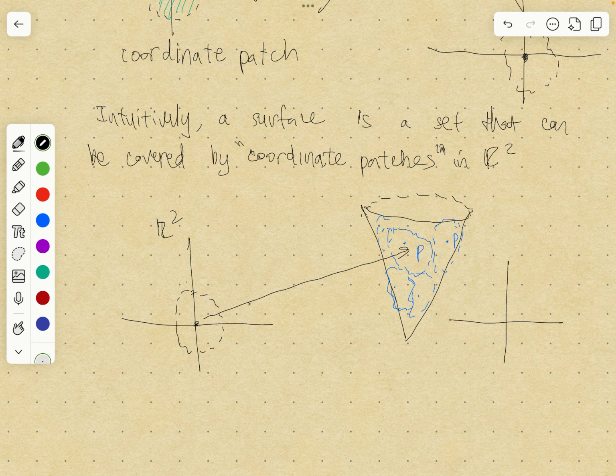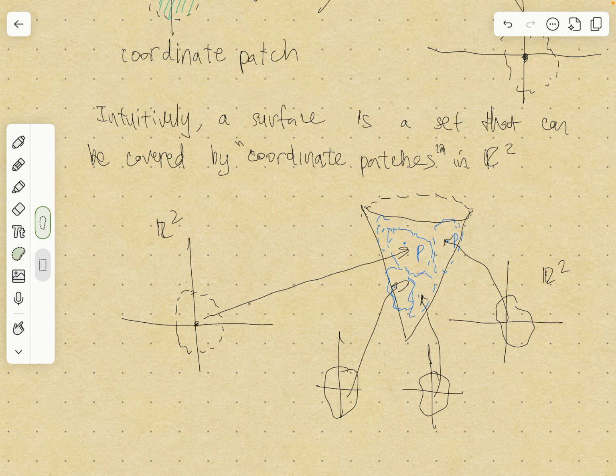With open sets in R2. So you could have an open set in R2 that goes to this patch, and then there's another open set in R2 that goes to that patch, and another that goes to that patch, and you can cover up the surface with patches. So you can basically take these open sets in R2 and map them, and then kind of patch them together to produce this cone. And that's what makes the cone a surface.